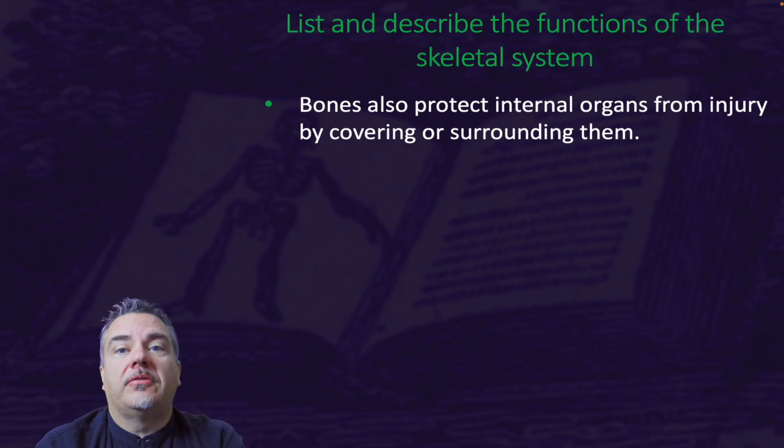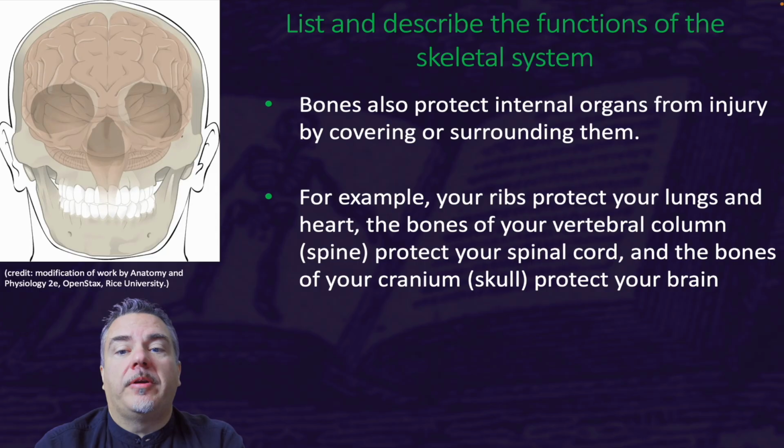Bones also protect internal organs from injury by covering or surrounding them. For example, your ribs protect your lungs and heart, the bones of your vertebral column, your spine, protect your spinal cord, and the bones of your cranium, your skull, protect your brain.